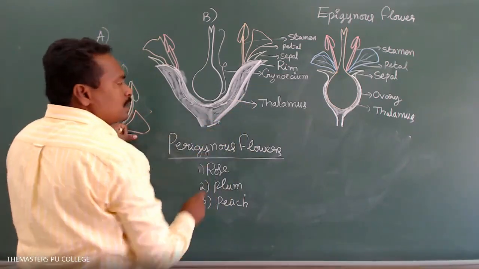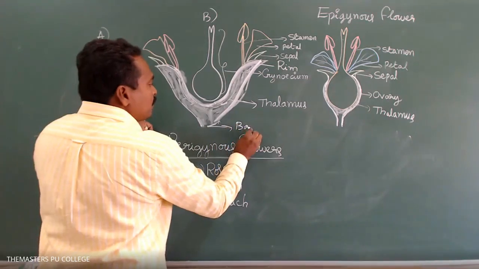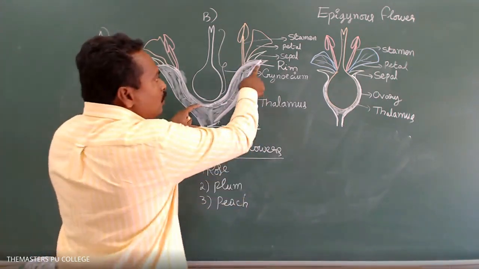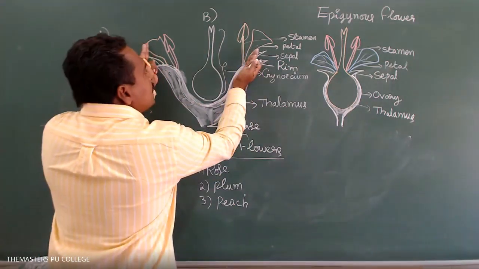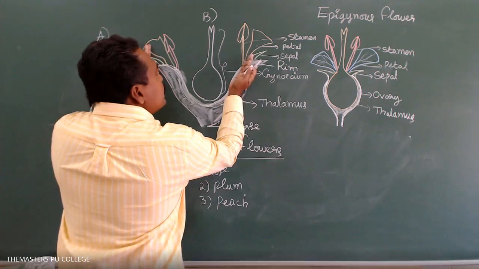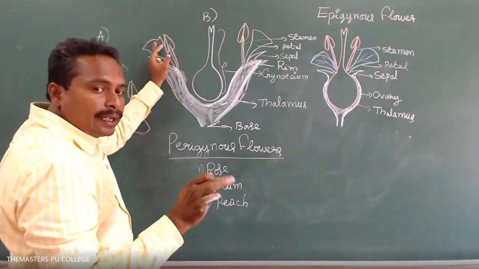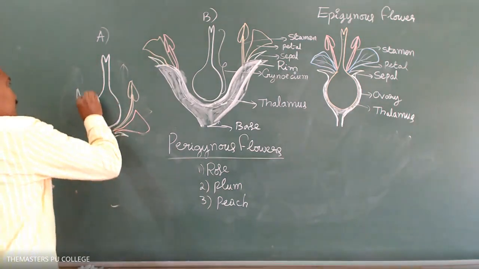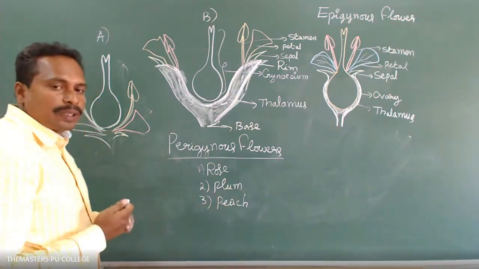Thalamus. This is the thalamus, the base of the thalamus, and the apex of the thalamus. This is a rim. In perigynous flowers, the stamens, petals, and sepals are arranged from the rim of the thalamus. In hypogynous flowers, the stamens, petals, and sepals arise from below, arranged from below the ovary.